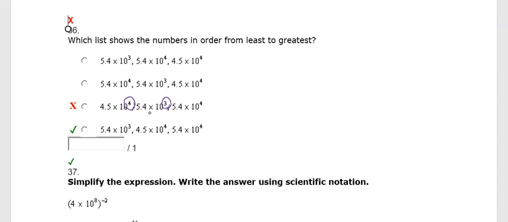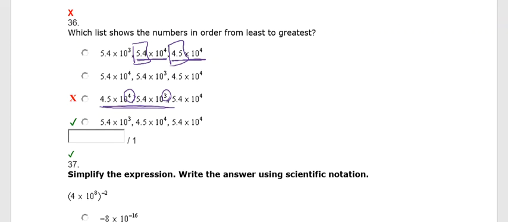If I move this decimal 3 times, I get 5,400. If I move this decimal 4 times, I get 45,000. And so that's definitely bigger. So these two needed to be switched places. After that, if you're looking at numbers that both have the same exponent, then you can compare the actual digit. So compare exponents first, put the exponents in increasing order, then compare the digit in the front of the scientific notation.